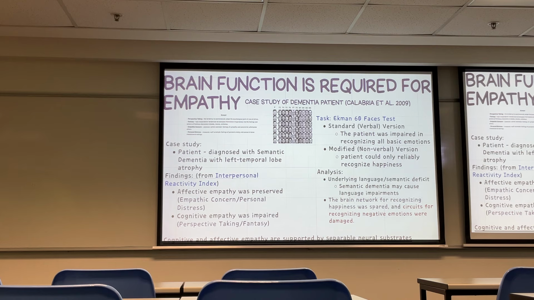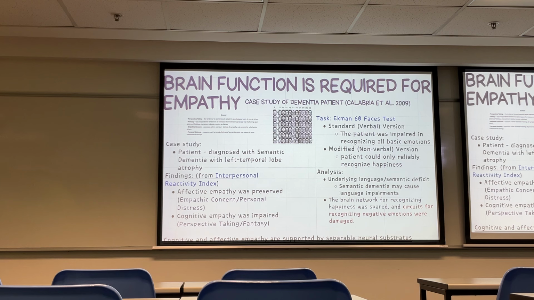They conducted the Ekman 60 Faces test as well, which is an instrument to test the recognition of basic facial emotions. The findings were that affective empathy was preserved and cognitive empathy was impaired. In the standard verbal version of Ekman's test, the patient was impaired in recognizing all basic emotions. This test involved presenting photographs of faces with 6 verbal labels. The patient is required to verbally select the label that best describes the facial expression shown.